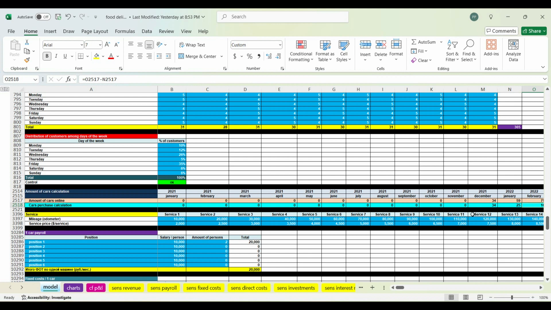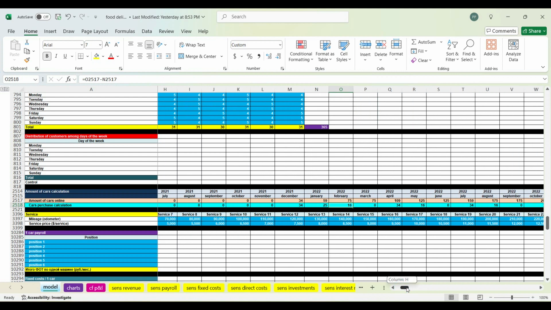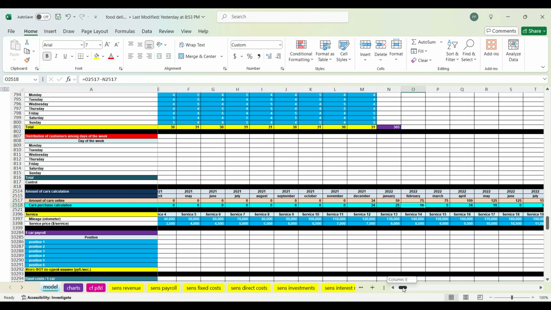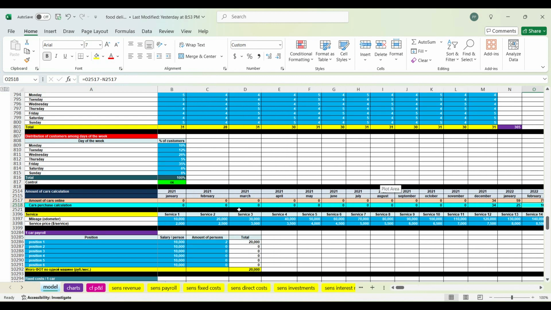Pay attention. We're not setting up the number of cars. We are calculating the number of delivery cars according to the number of customers, with respect to all limitations inside the typical day and typical week. This makes our investment plan more realistic and automatic.